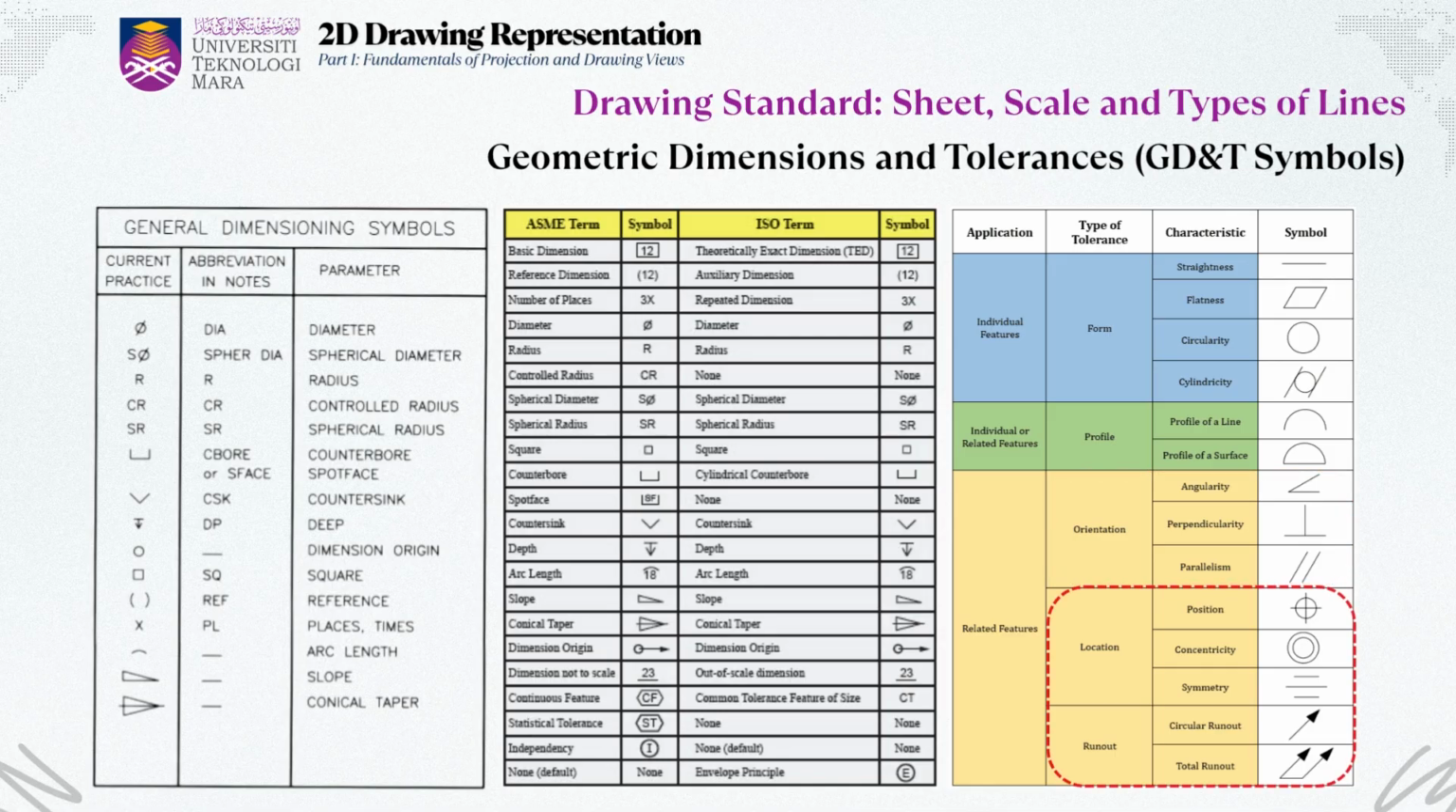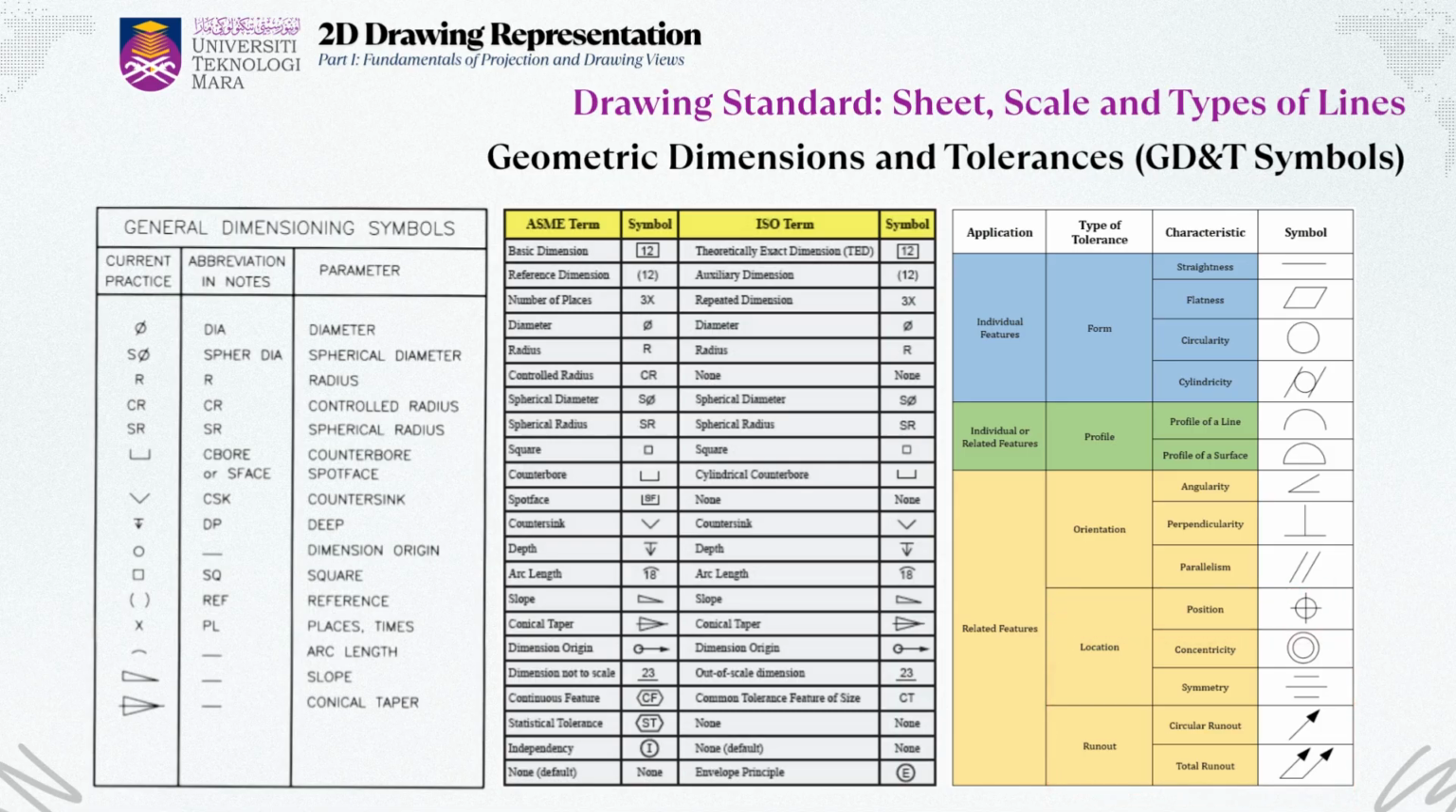Finally, the orange section includes location and runout tolerances. These deal with how accurately features like holes, slots, or circles are positioned. Position ensures that holes are drilled exactly where they should be. Concentricity ensures that circular features share the same center point, while runout controls how much a rotating object wobbles. These are especially critical in rotating parts like shafts, gears, or wheels, where imbalance can cause failure or vibration.